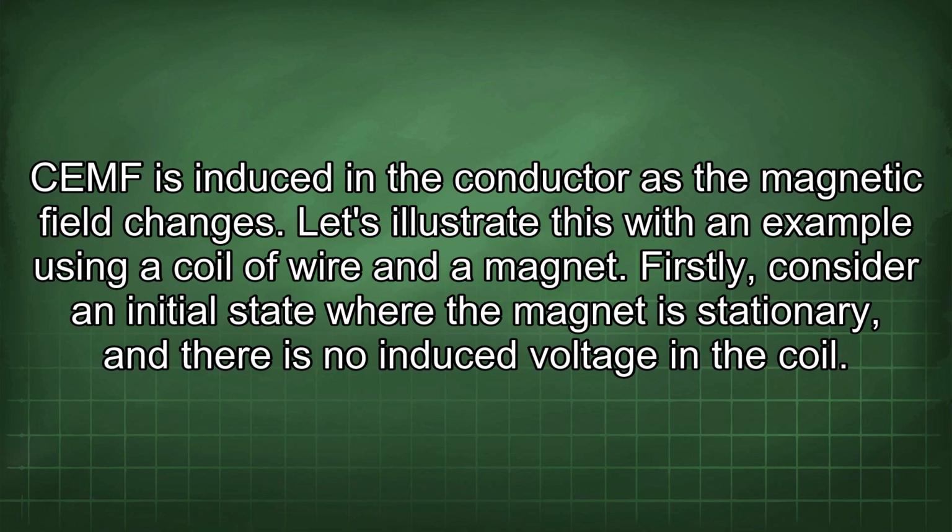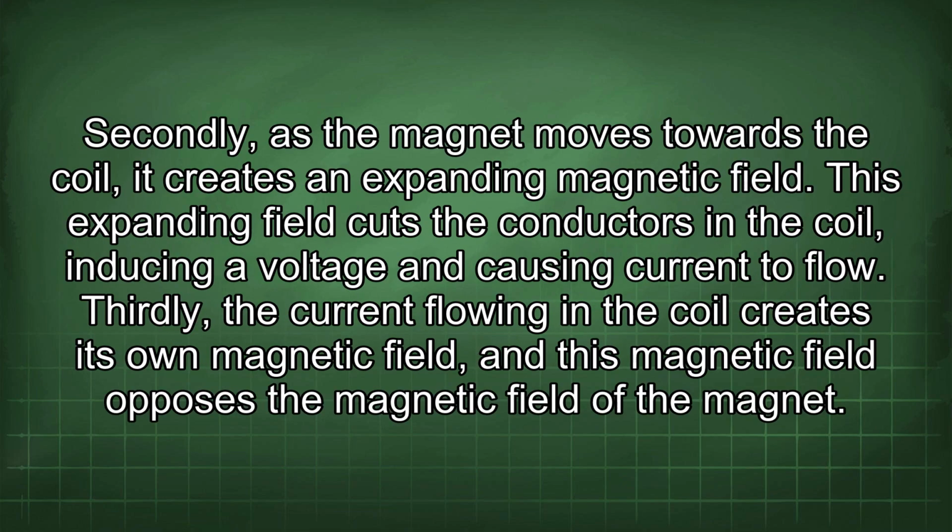Let's illustrate this with an example using a coil of wire and a magnet. Firstly, consider an initial state where the magnet is stationary and there is no induced voltage in the coil. Secondly, as the magnet moves towards the coil, it creates an expanding magnetic field. This expanding field cuts the conductors in the coil, inducing a voltage and causing current to flow.